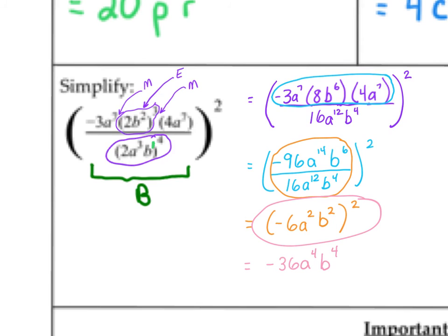So inside the bracket, the first thing you want to make sure you do is the exponent. Anything with an exponent, you do first. Then you multiply the numerators. And if you have to multiply the denominators, then you would do that as well. Then the division, which is the numerator divided by the denominator. And then now you have simplified all of the work inside the bracket. So now you can do that exponent on the outside of the bracket.